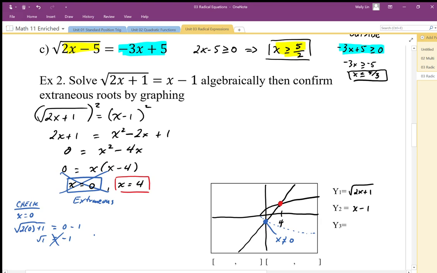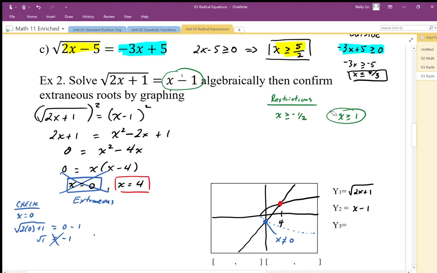The third is we actually can show this using restrictions. So I'm going to do restrictions in green here. My restrictions were x must be greater than or equal to negative 1/2. That's my inside restriction. The other restriction, my outside restriction, is x must be greater than or equal to 1, because of this from here.